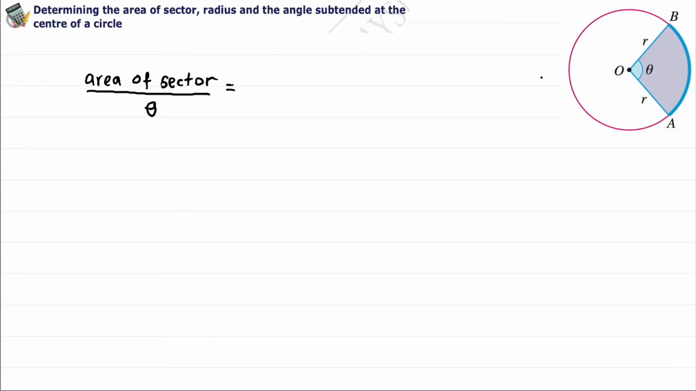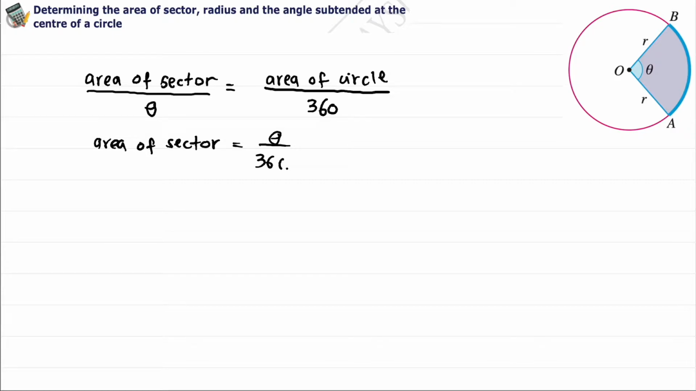So area of sector is a part of a circle, so we are going to compare it with the whole circle. The whole circle is the area of circle like this, and theta is a part of the angle, where the whole angle is 360, one full circle. Then we make the area of sector the subject. So we bring theta on top. On the other side, we will get theta over 360 multiplied by the formula of area of circle.